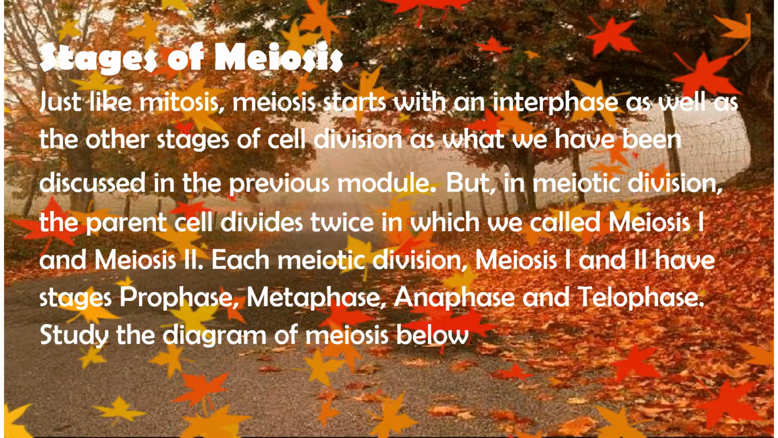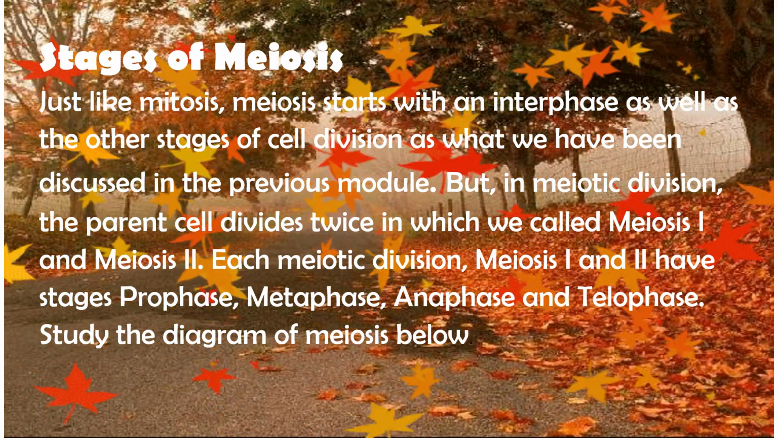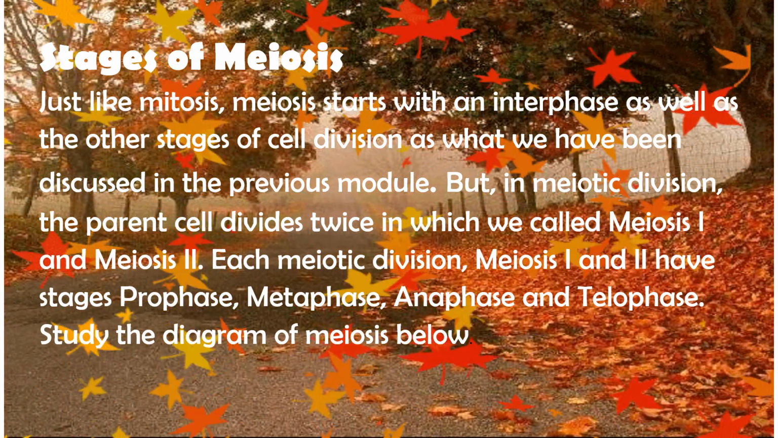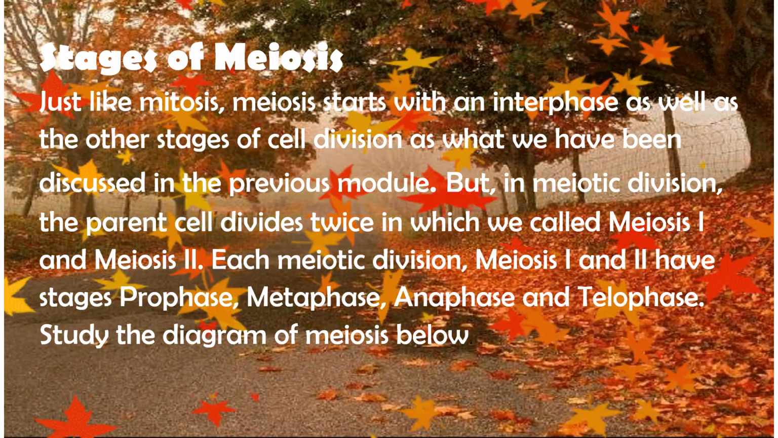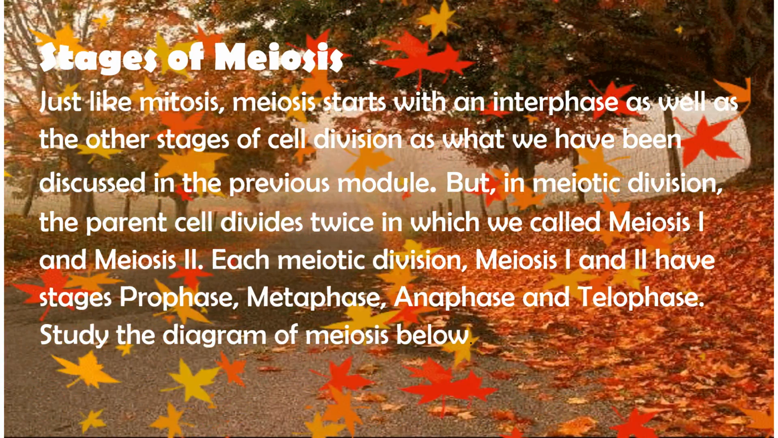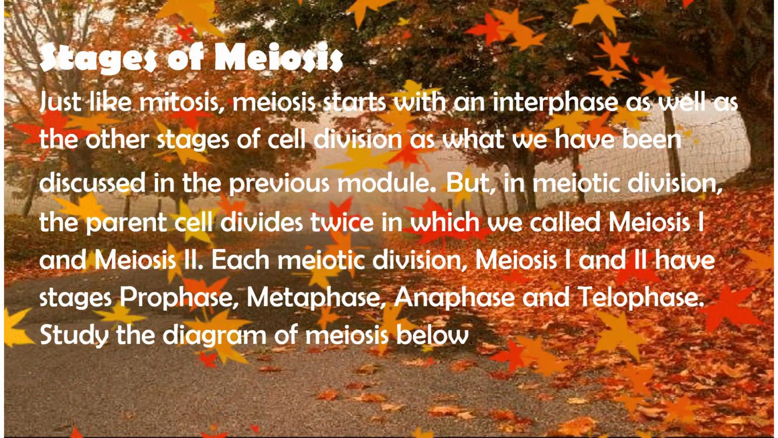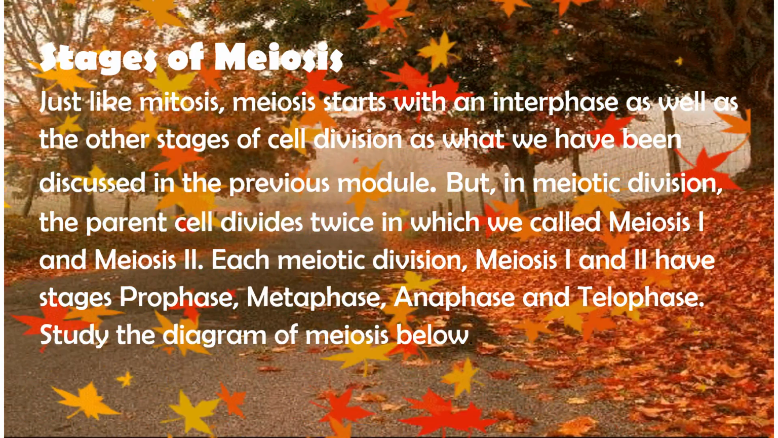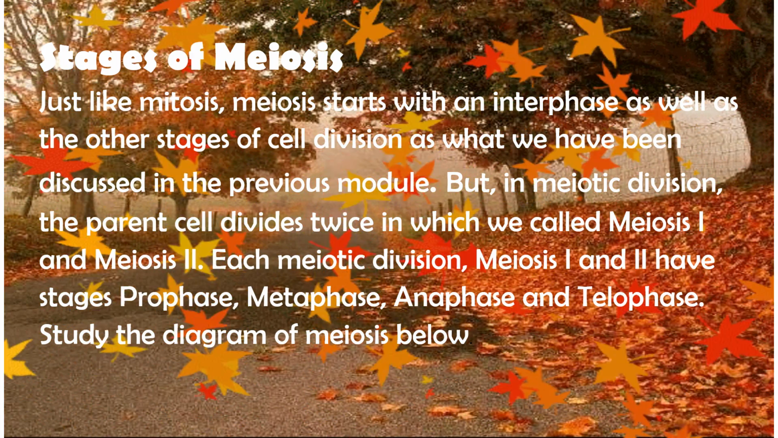Just like mitosis, meiosis starts with an interphase as well as the other stages of cell division that we discussed in the previous module. But in meiotic division, the parent cell divides twice, which we call meiosis 1 and meiosis 2. Each meiotic division has stages. We have the prophase, the metaphase, the anaphase, and the telophase. So study this diagram in the next slides.